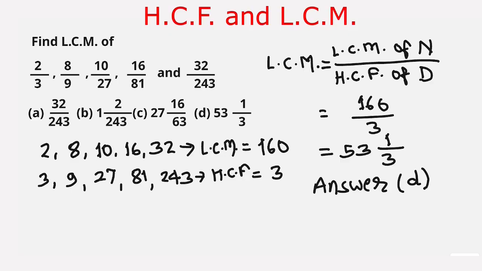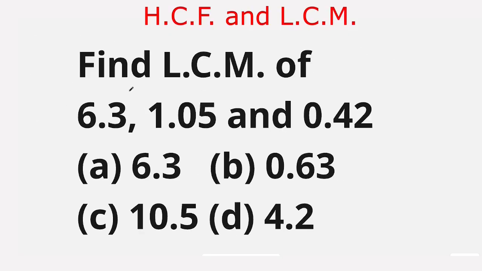We go to the next question. Our question is, find LCM of 6.3, 1.05 and 0.42. The given options are option A, 6.3, option B, 0.63, option C, 10.5, option D, 4.2.